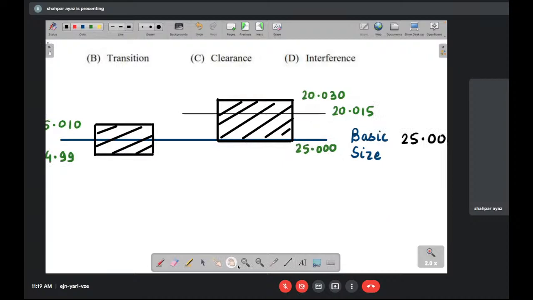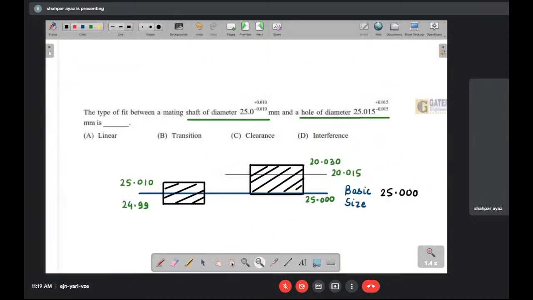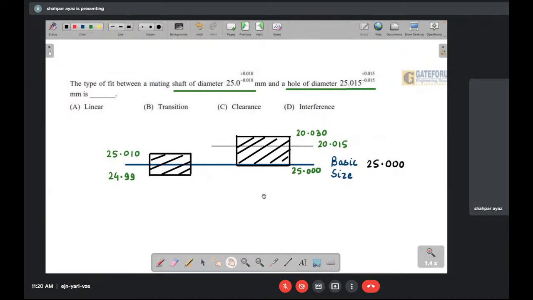So whenever the tolerance zones are overlapping with each other, in that case, what can we tell? We can tell it is overlapping, which means the right answer is your transition fit. It overlaps, therefore the right answer is transition. No, Ravi Singh, your answer is wrong. Interference? How can it be interference when the tolerance zones are overlapping?